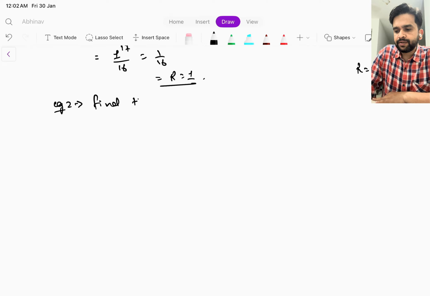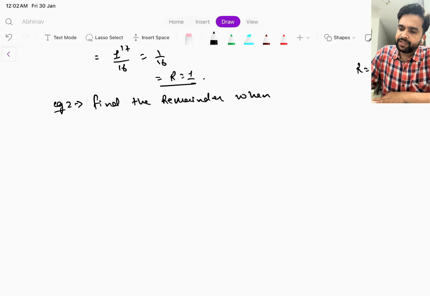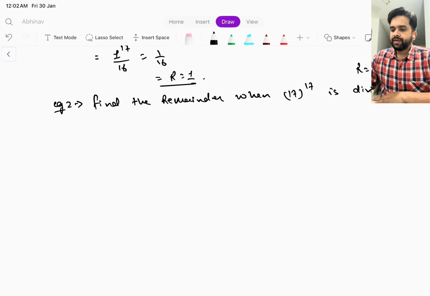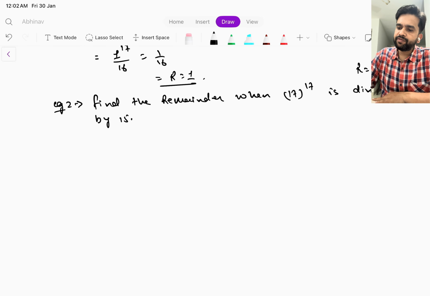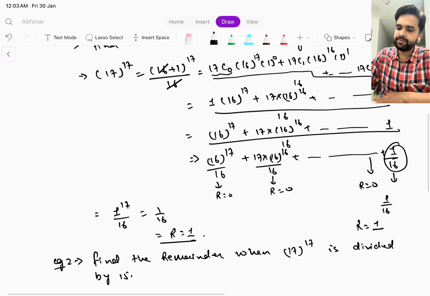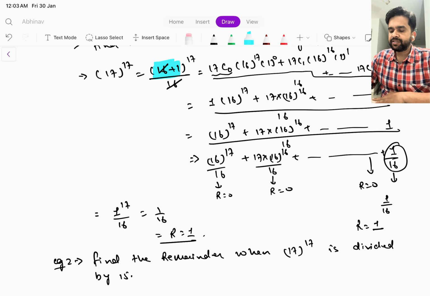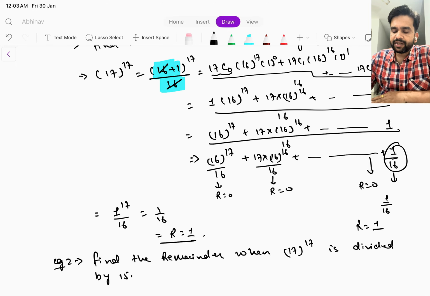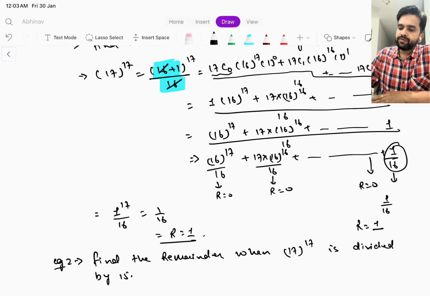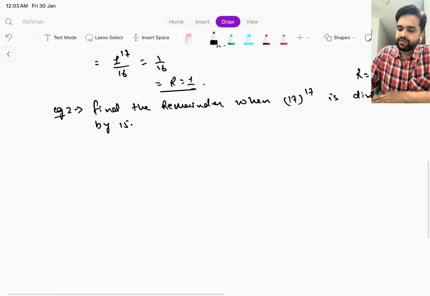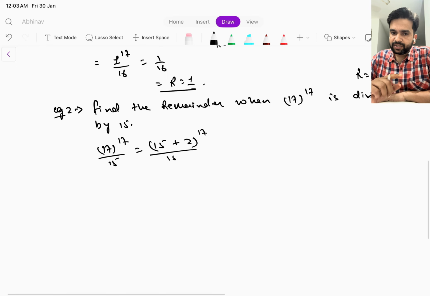Find the remainder when 17 raised to power 17 is divided by 15. In the previous question we saw that we broke our 17 as 16 plus 1, divided by 16. Why we did that? Because our denominator is 16 and hence to make the remainder 0 I need a 16 in the numerator. Right now our denominator is 15, so I'll break my 17 in such a way that I should get 15. So I'll write my 17 as 15 plus 2.